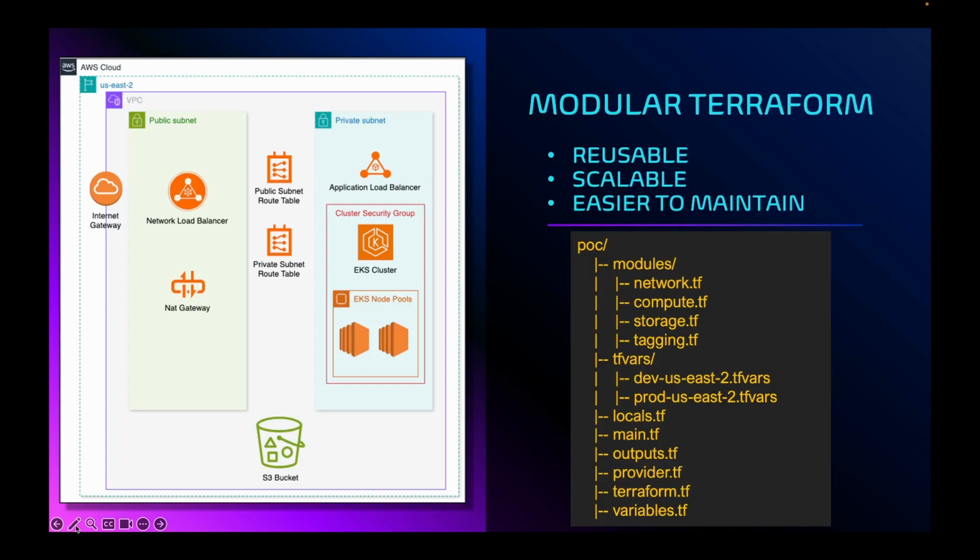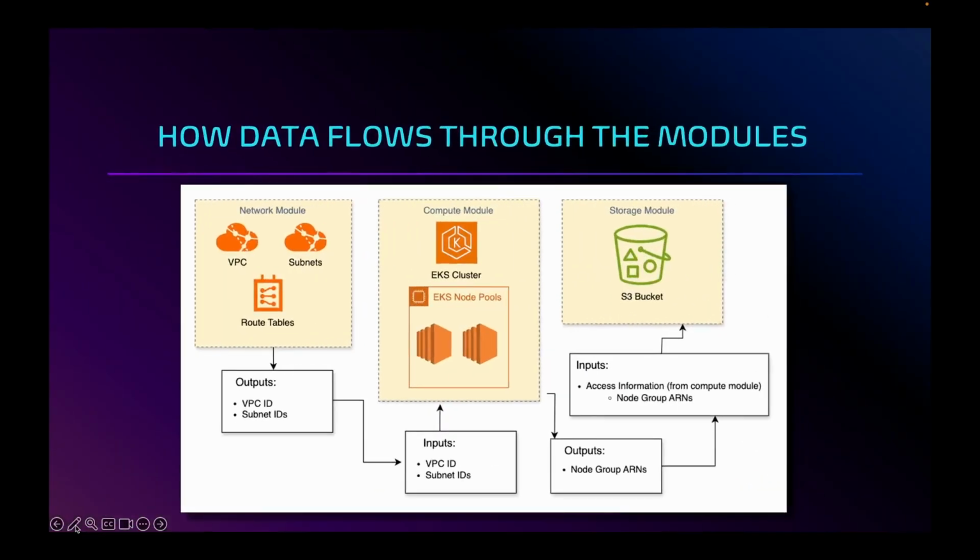Looking at our file structure, we can see that the modules directory holds our reusable Terraform modules. The tfvars directory stores environment-specific configurations, so we can apply the same infrastructure code across multiple environments. The files at the root of the repository act as the orchestrating components of our Terraform setup, managing module calls, configuring settings, and outputting key infrastructure data for downstream processes. So how do these modules actually work together? Let's take a deeper dive.